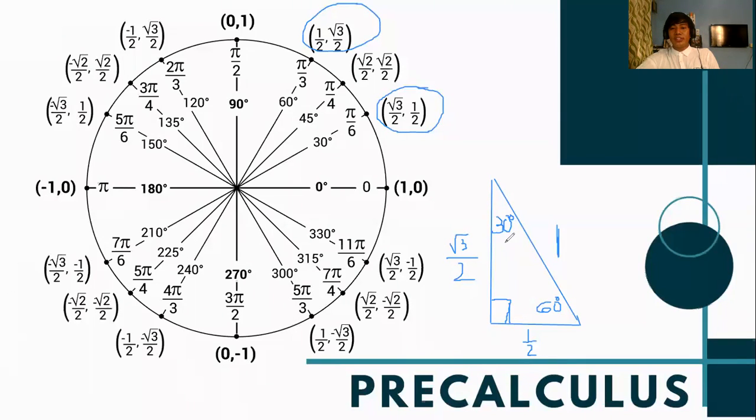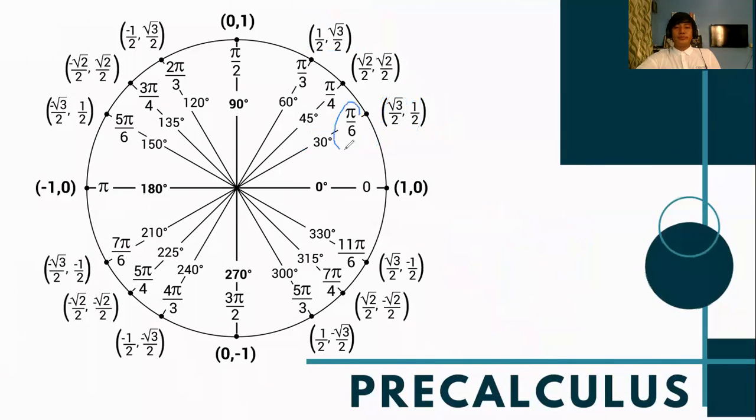So for sine 30 degrees, opposite over hypotenuse, we have 1/2 divided by 1. So the answer is 1/2. And then for cosine 30 degrees, that is adjacent over the hypotenuse, so that is the square root of 3 over 2. So this is how we get this trigonometric point.